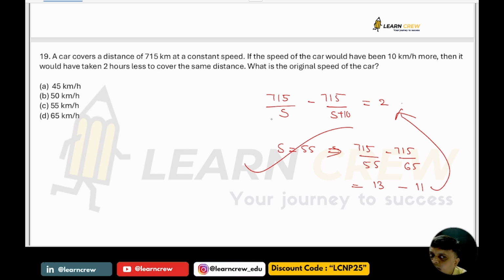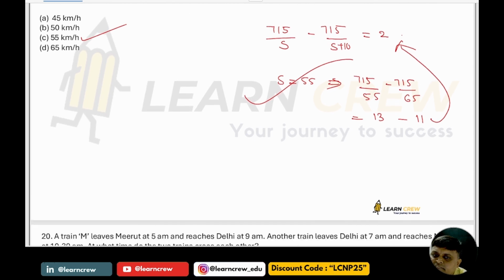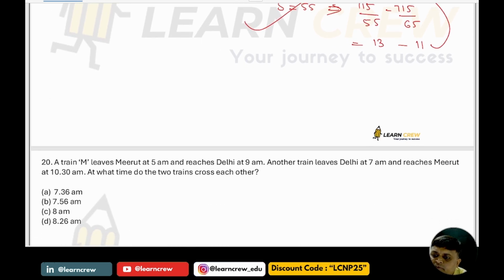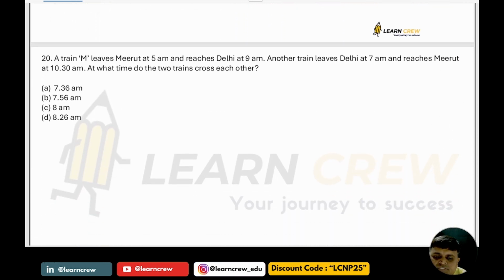So solving this through options is a better choice. Otherwise you have to form a quadratic equation and then solve it, which is not recommendable in a competitive exam. Go through the options, verify and get the answer. Now question number 20, the last question for today's session.